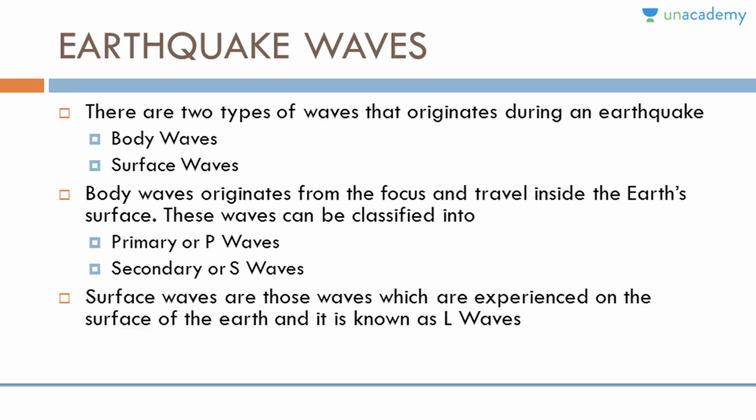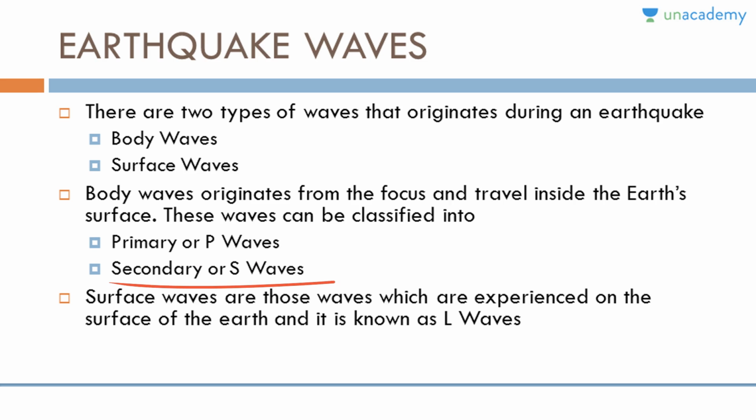There are two types of waves that originate during an earthquake, and they can be broadly classified into body waves and surface waves. The body waves are those waves which originate from the focus and they travel inside the earth's surface. These waves can be classified into two, that is the primary waves or P waves and the secondary waves or S waves.